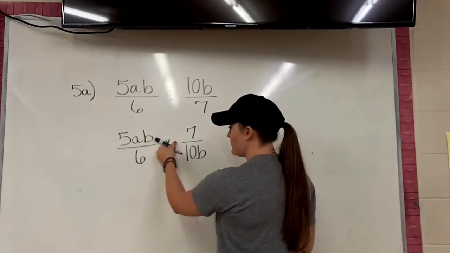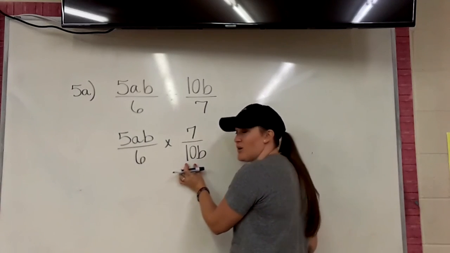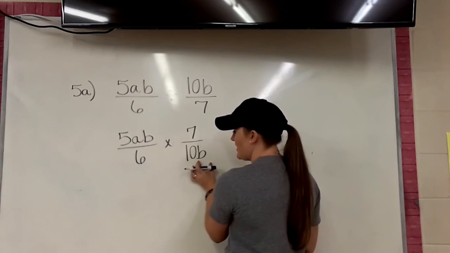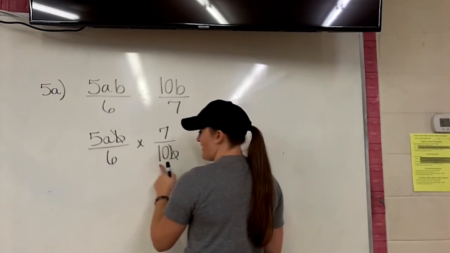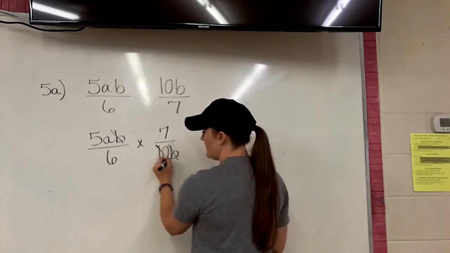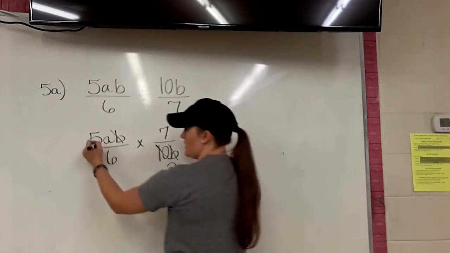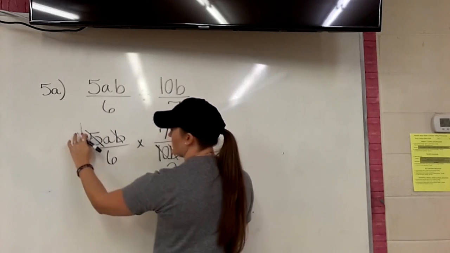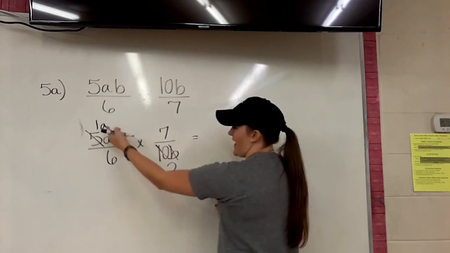5AB and 10B. Okay, looking at just the 5 and the 10, I can take something out of that. Let's go ahead and look at the other. Here's an A, no A, can't do anything with that. Here's a B, and here's a B. I can cancel those B's. So now I have 5 and 10. I'm going to take a 5 out of both of those. 10 divided by 5 is 2. I don't have a B anymore, so all I have here now is 2. 5 divided by 5 is 1. All I'm left with here now, I'll just rewrite it up here, is 1A. Because the A didn't cancel.